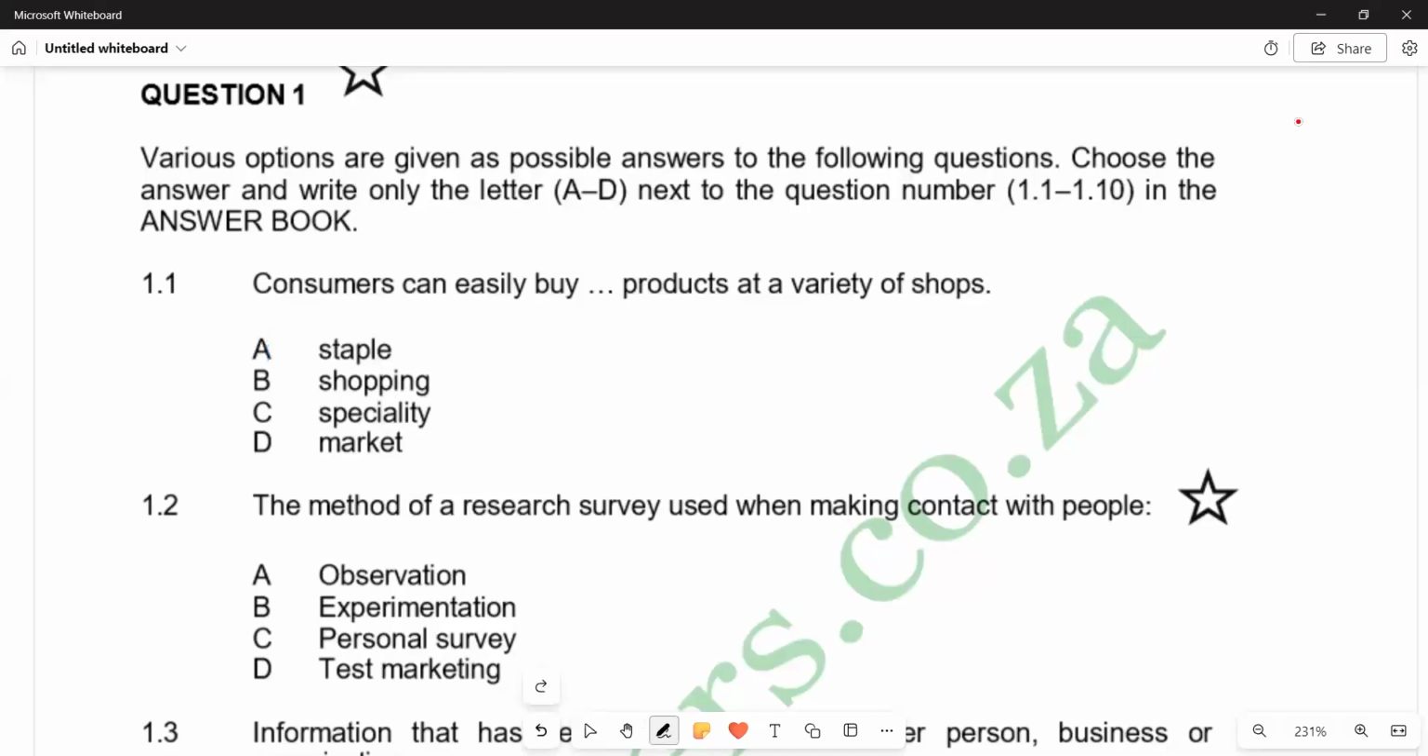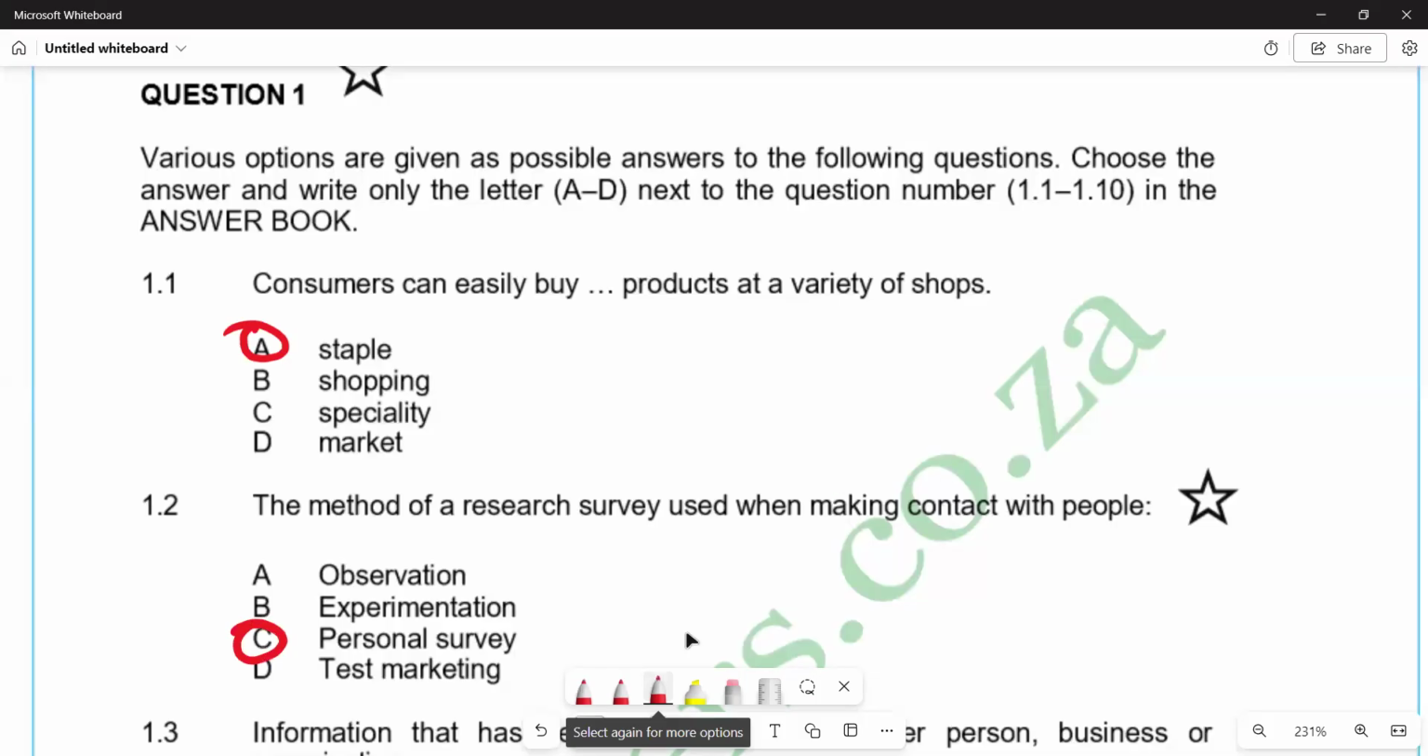And then we can try to go to the next question and see what we have. If you go to 1.2, it reads the method of a research survey used when making contact with people. So this is a survey system that is used when you are interacting with a person one-on-one. If you look at the responses that you are given, you would see that a personal survey is the one where you directly have contact with the people that you are trying to get information from. So we have C as the correct answer.